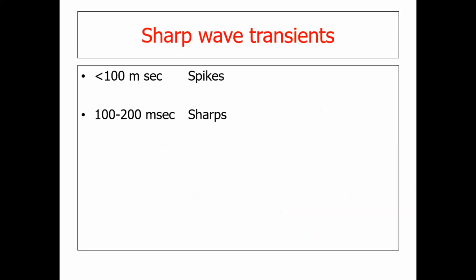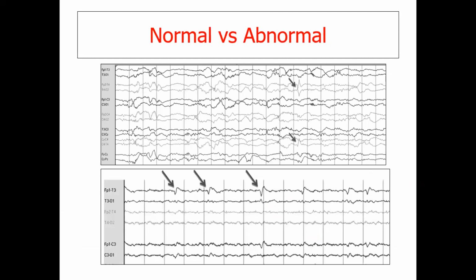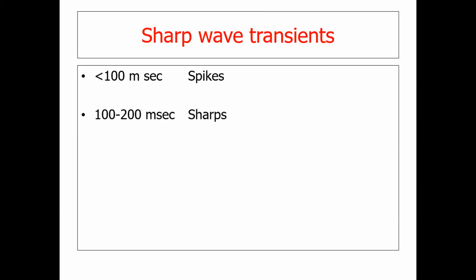So the moral of the story here is that while referring to epileptiform discharges or transients, the person who reports the EEG should be very, very confident that it is abnormal, because if one unduly labels these as abnormal, then the baby would unnecessarily go on anti-epileptic drugs. The cutoff for spikes and sharps in neonates is less than 100 milliseconds for spikes, and 100 to 200 milliseconds for sharps.